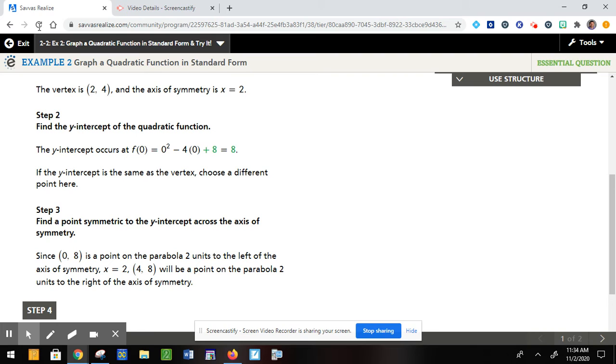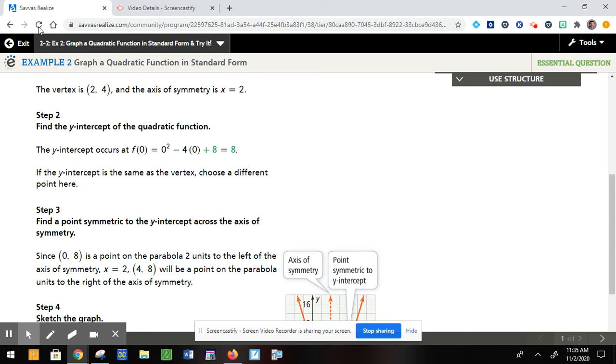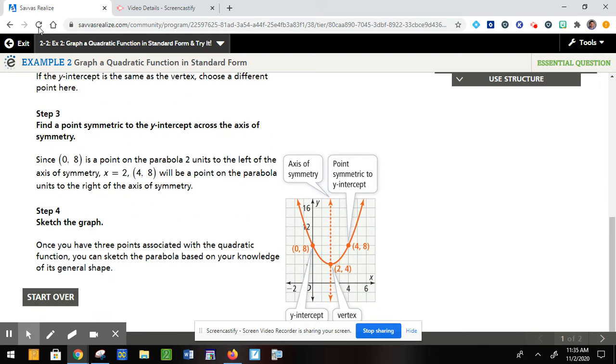So once you have the y-intercept, you can get a reflection point, or a point that's symmetric to this point, by identifying how far the y-intercept is from the axis of symmetry. In this case, it's 2 units away from the axis of symmetry on the left, meaning that the reflection point will be 2 units away on the right. So in this case, it would be 4, 8. Once you have a vertex and 2 other points, in this case, the y-intercept and its reflection, that's enough to draw your curve through it.